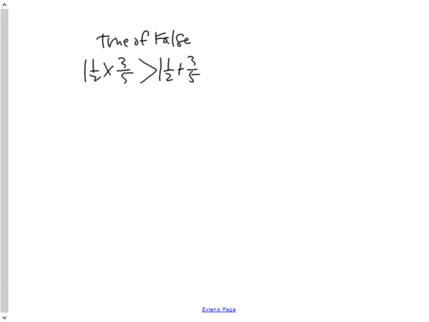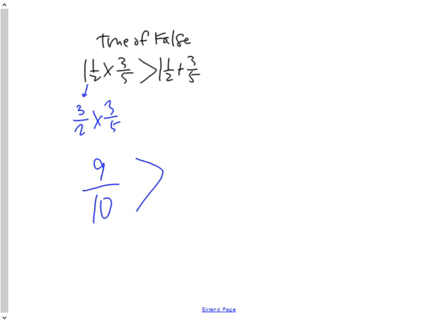Next question is a true or false. It says 1.5 times 3/5 is greater than 1.5 plus 3/5. So of course on your test, you're going to have to work this out. And if I was doing this, I would change my mixed fraction to improper and multiply it by 3/5. My answer for this would then therefore be 9/10.